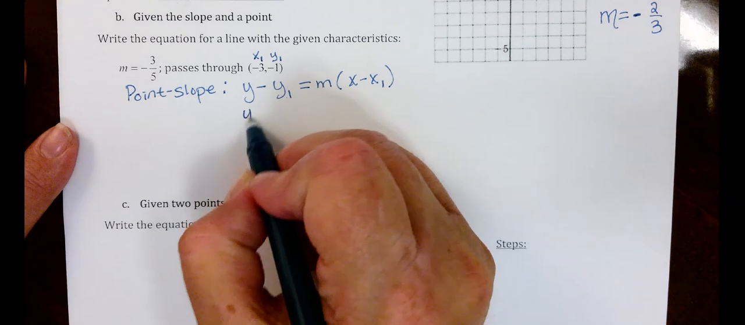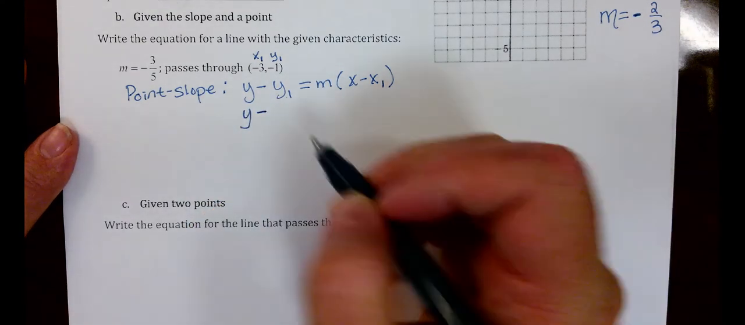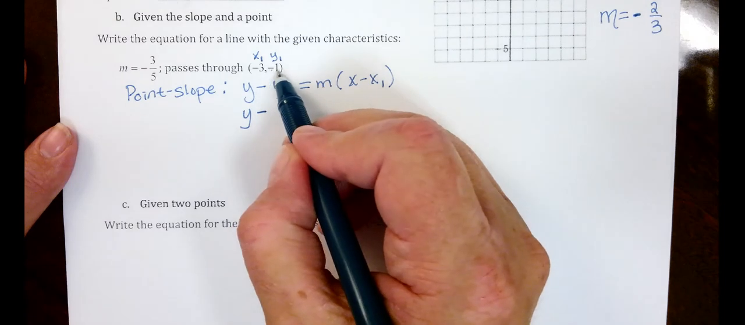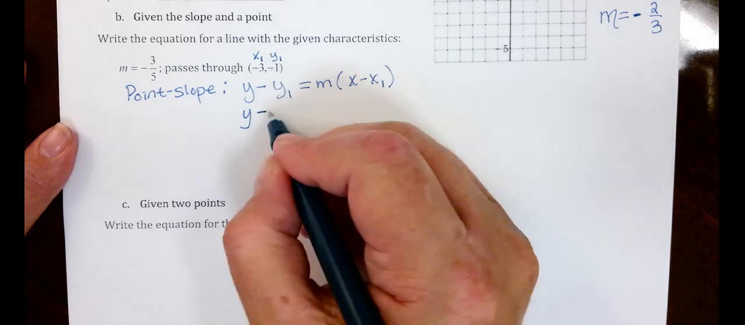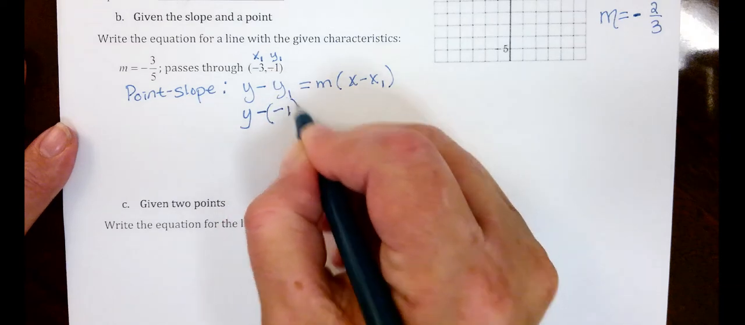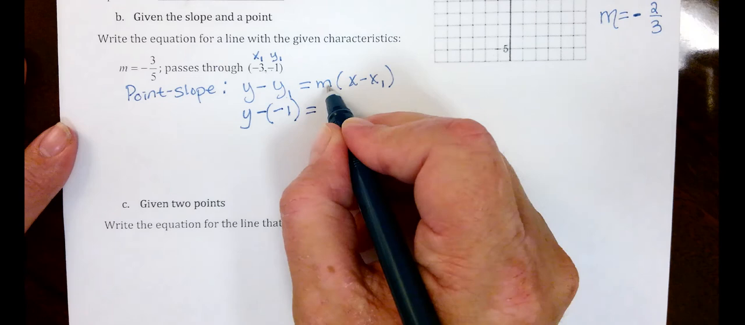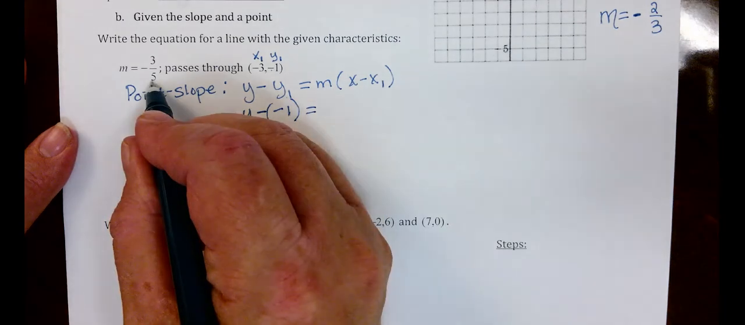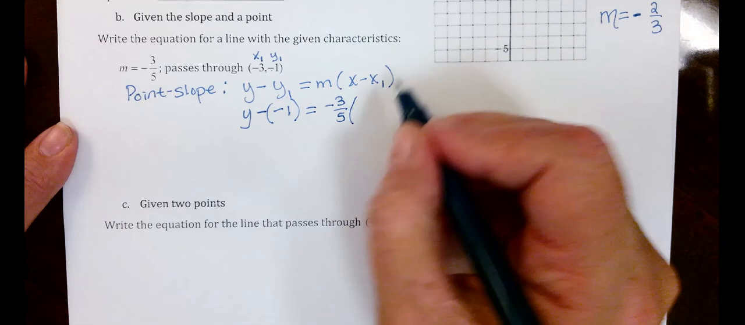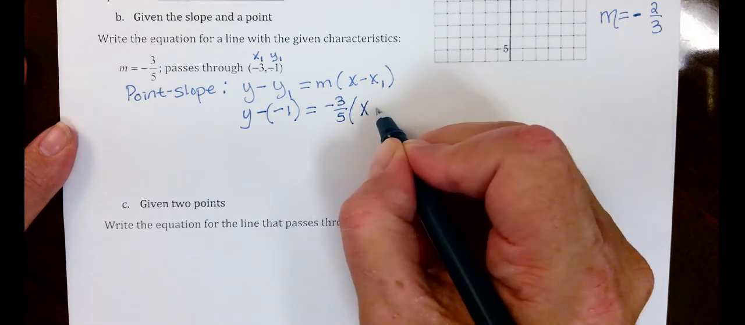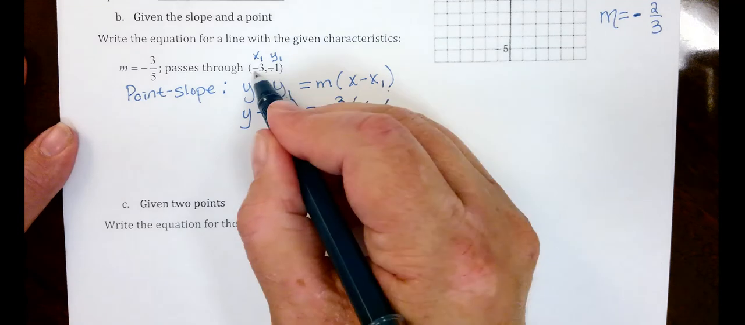So we have y minus, and be careful here, I'm plugging in a minus 1. So I have a negative from the problem, or a minus from the problem, and a negative 1 for y1 equals m. In this problem, m is negative 3/5 times x, and the same thing here, minus from the equation, and x1 is minus 3.